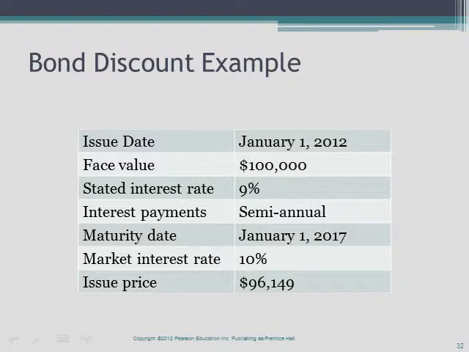Now we have an issue date of January 1, 2012, face value of $100,000 with a stated interest rate of 9%. That's also known as the coupon rate. The interest payments are paid semi-annually with the maturity date of January 1, 2017. We have a market interest rate of 10%, and the bonds had an issue price of $96,149.